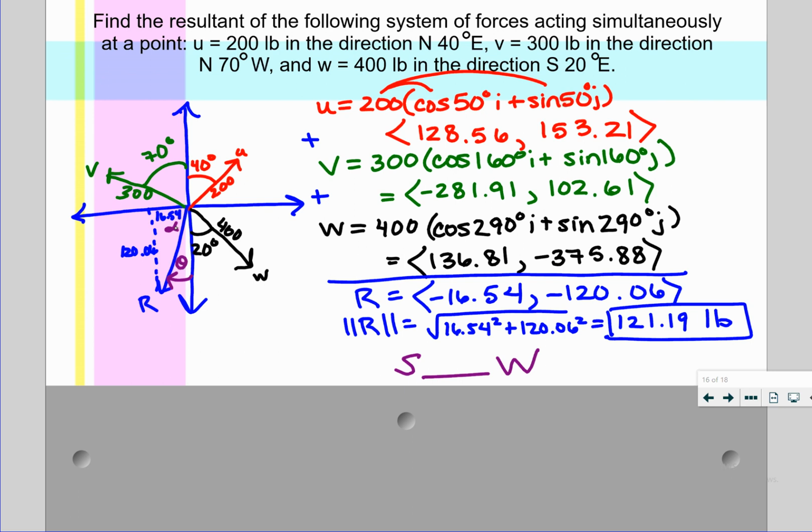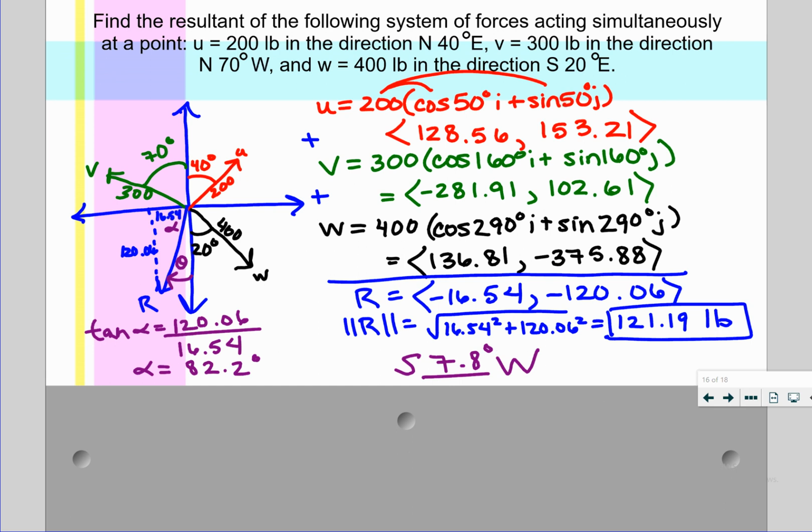What trig function do you think we're going to use to find alpha? Tangent. It's going to be the same thing over and over again. Tangent alpha is opposite 120.06 over adjacent 16.54. And again, you can include the negatives, but it's not going to make a difference. Inverse tangent of 120.06 over 16.54, I get alpha is equal to 82.2 degrees. And again, you can see that alpha and theta, just like the last problem, are complements of each other. So if I do 90 minus that, I'm going to get 7.8 degrees southwest is the bearing of the resultant. Okay.